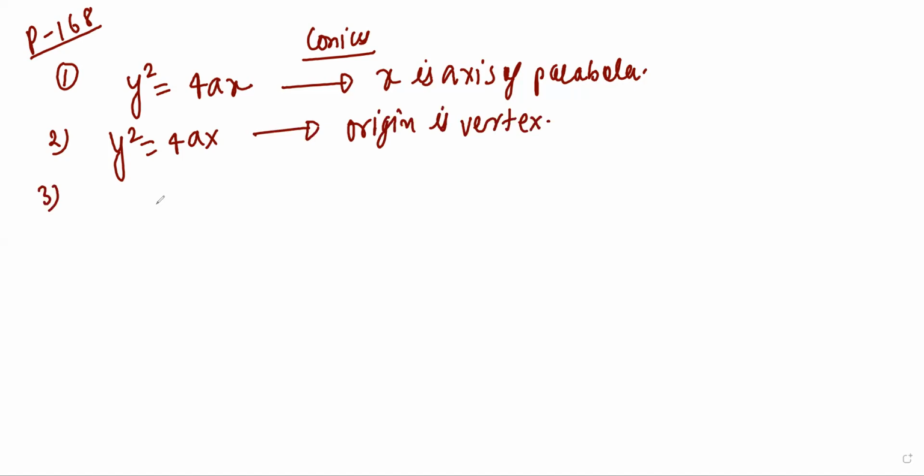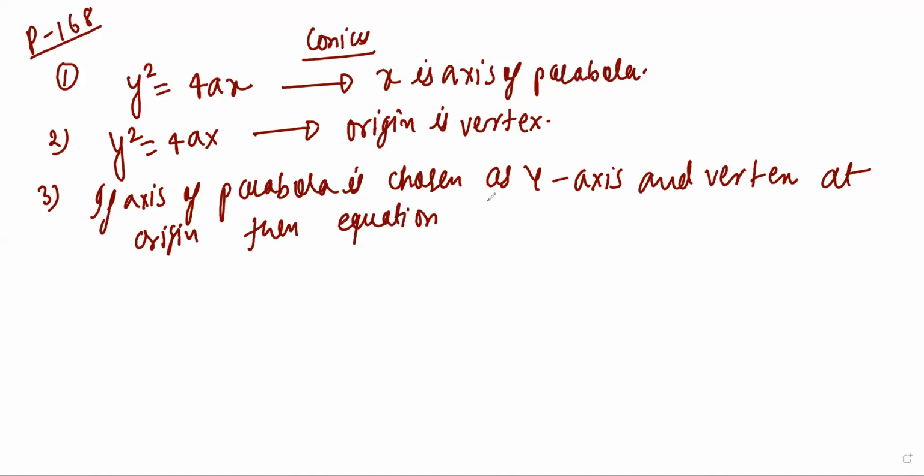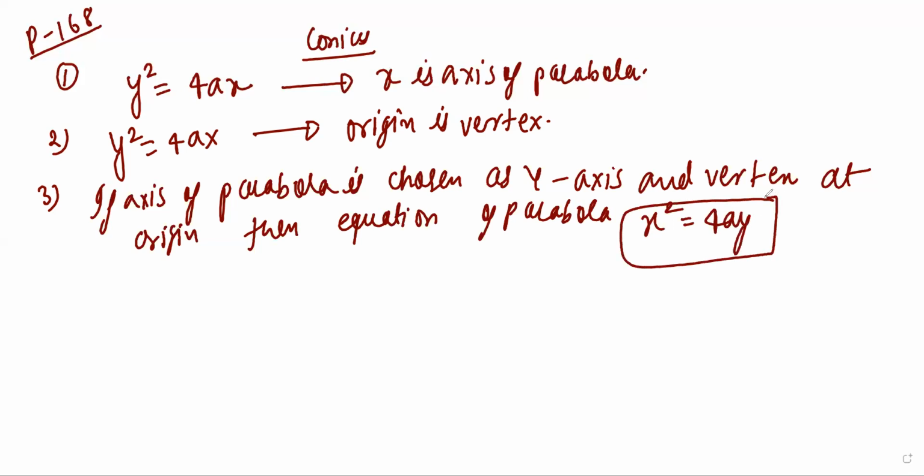If the axis of the parabola is chosen as the y-axis and the vertex at the origin, then the equation of the parabola will be x square equal to 4ay, right?